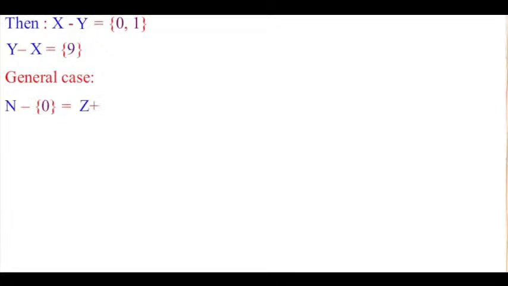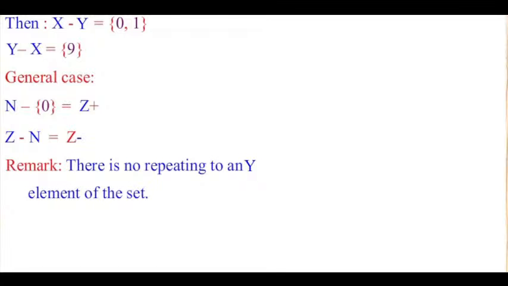General case: N difference the set of 0 equals Z positive. Z difference N equals Z negative. Remark: there is no repeating of any element of the set.